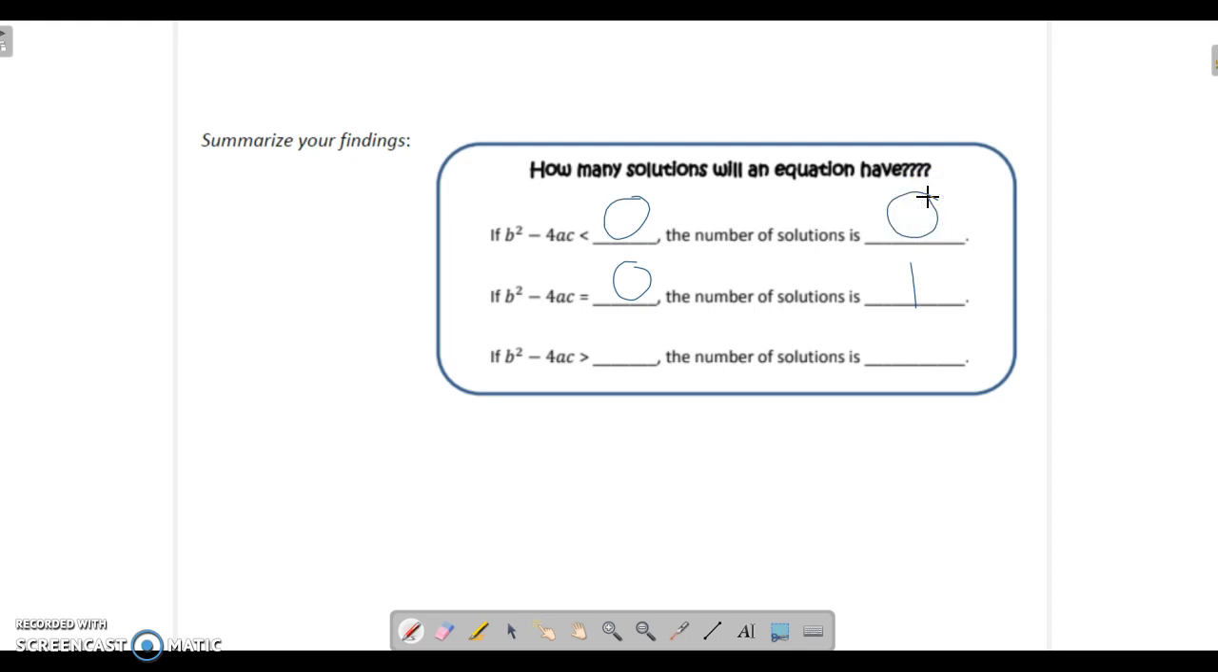And if b squared minus 4ac is greater than 0, so a positive discriminant, then you're always going to have two solutions. So just finding the discriminant first is good for you to visualize what that graph will look like and how many x-intercepts there are.